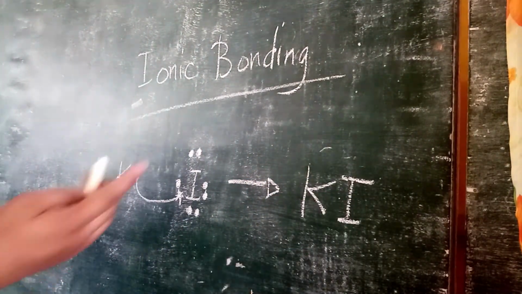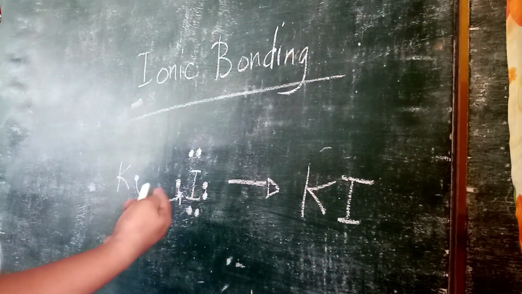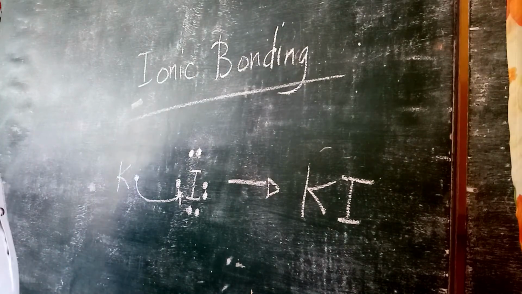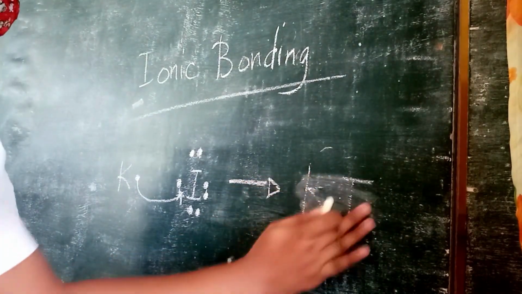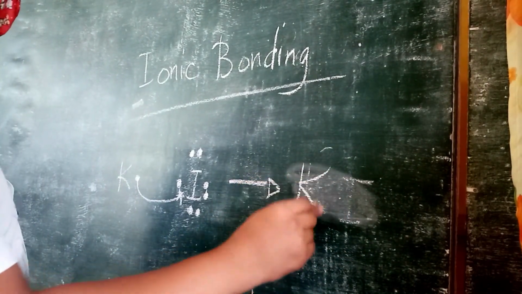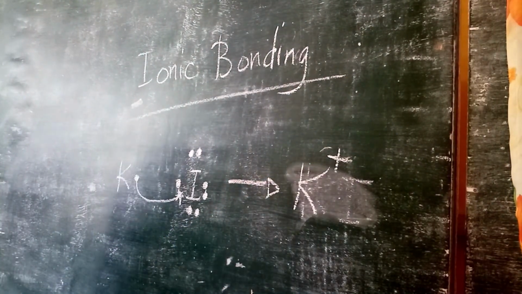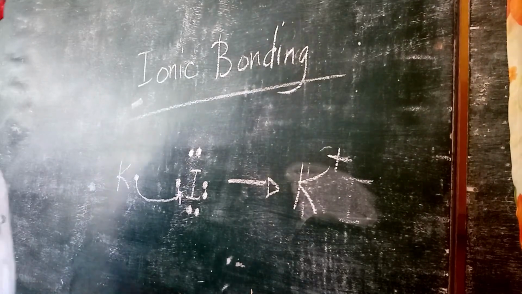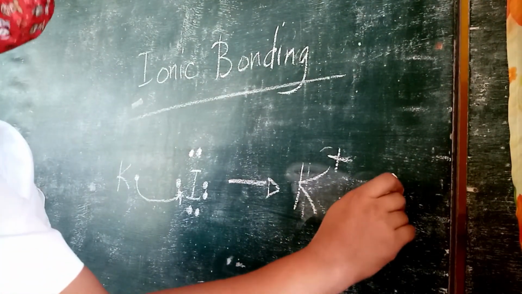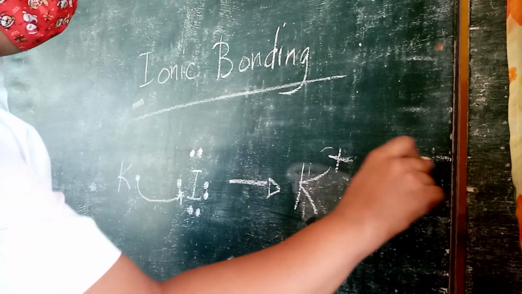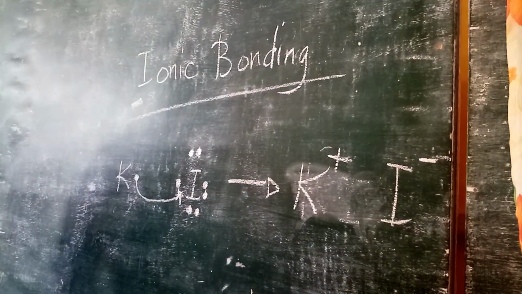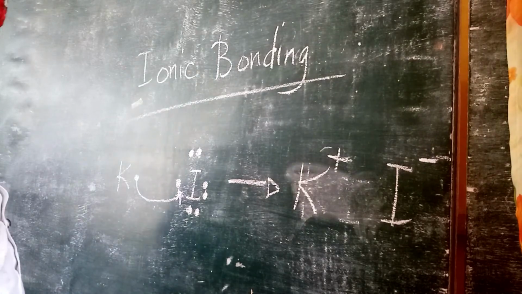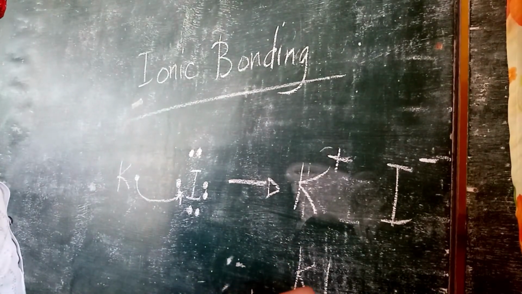Okay, so the formula for that is based on here. Once an element donates, it becomes K plus. Once it donates, it becomes a cation or positive ion. And the other one that receives becomes the anion or the negative ion, forming the compound potassium iodide.